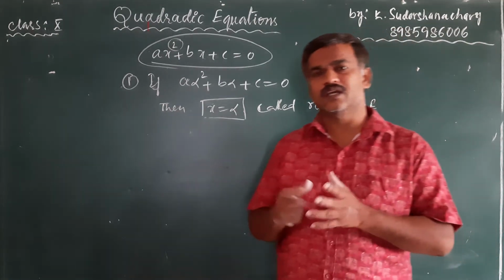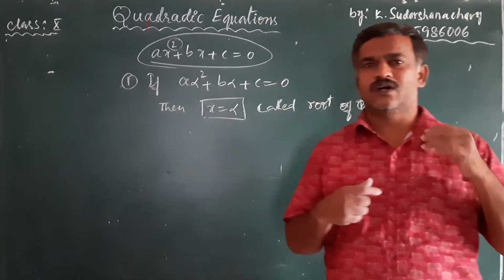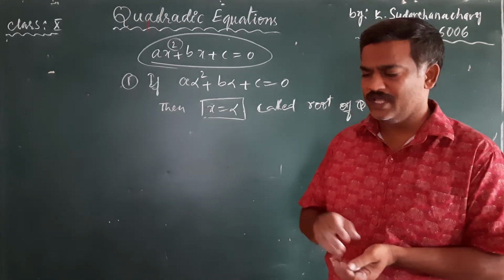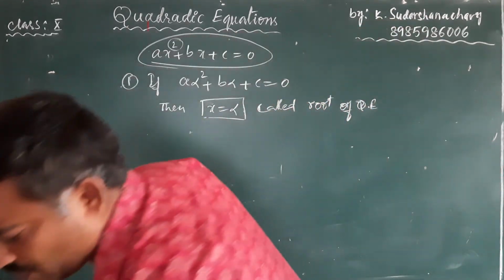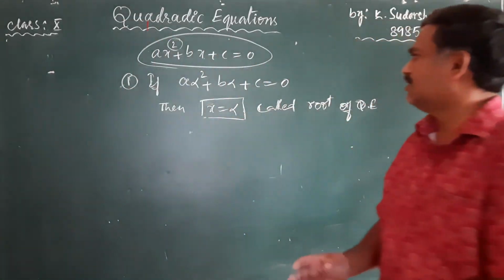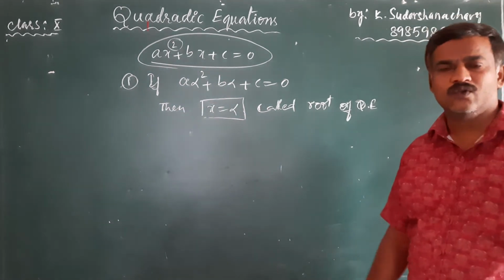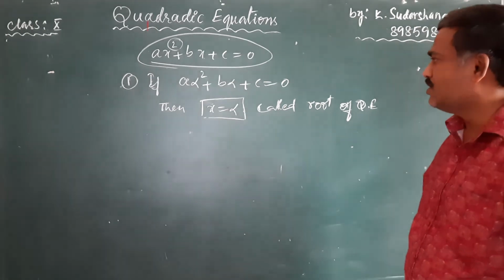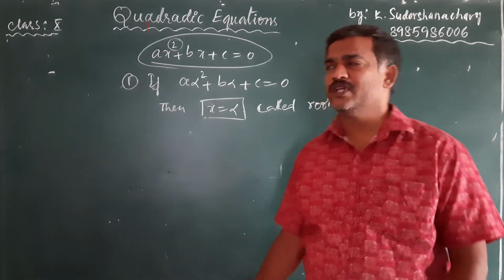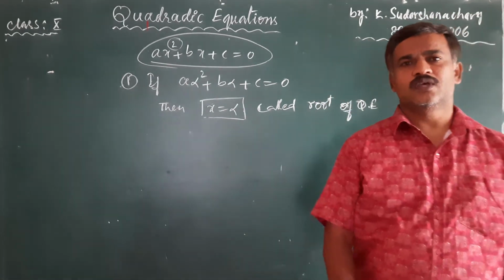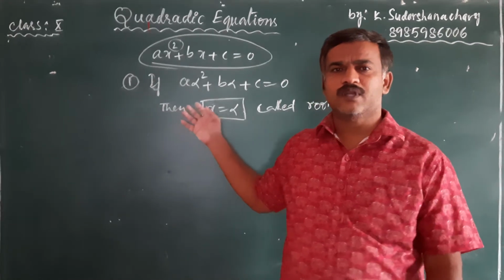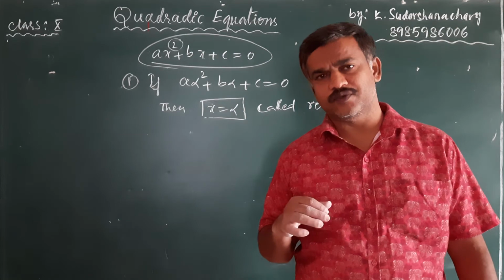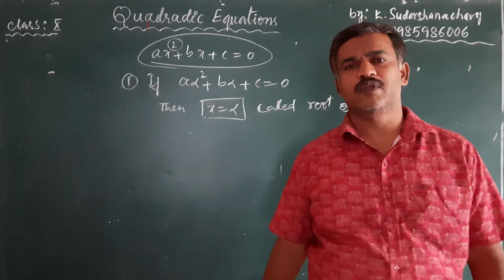The graphical method was already completed in the polynomial chapter. We already know how to find the quadratic polynomial by using a graph. So in our textbook, the quadratic equation chapter is mainly based on the factorization method, completing square method, and formula method.